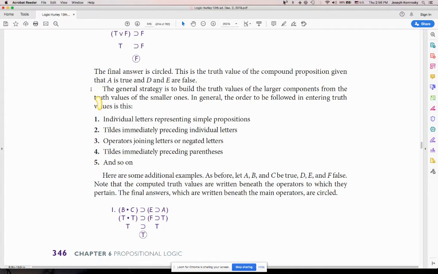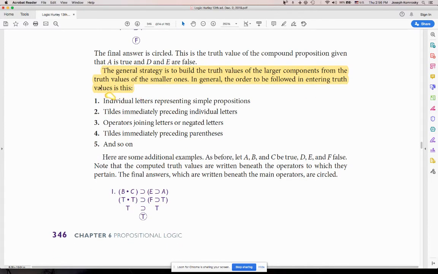Then he says, here's some general strategy of solving these. Do the truth value of the larger components, that's what I was talking about in parentheses, then do the smaller ones. And he gives you your little rules. Individual letters representing simple propositions.